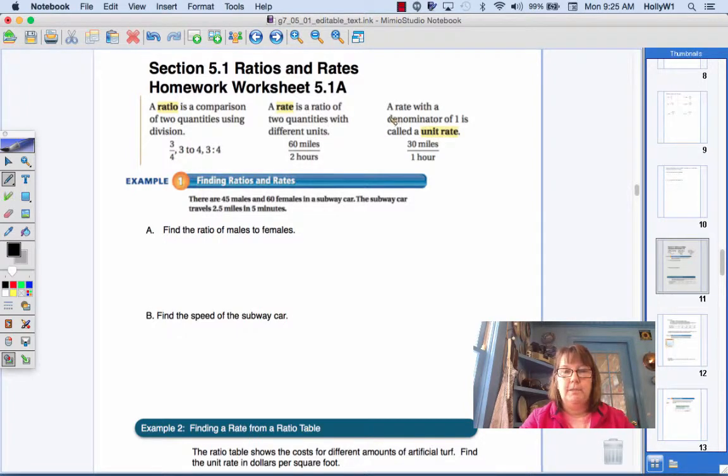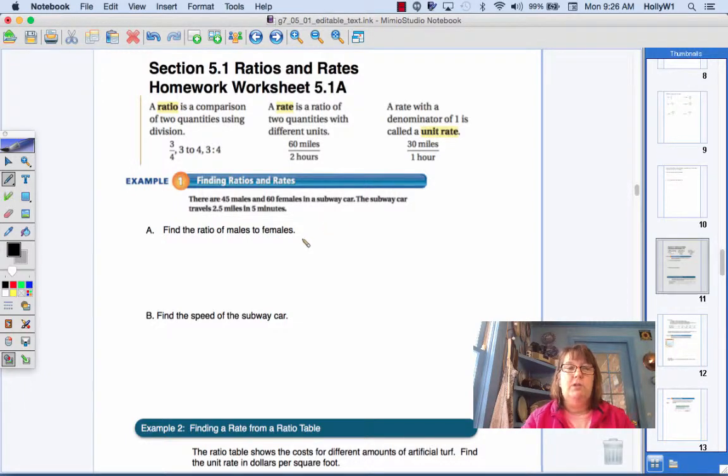The third kind is something that you're probably more familiar with but didn't realize it had a special name. A rate with a denominator of 1 is called a unit rate. So if you go 30 miles per hour, you go 30 miles per 1 hour. You won't say it that way, but that's really a unit rate. So you've been using it all this time, not realizing it was a special kind of rate.